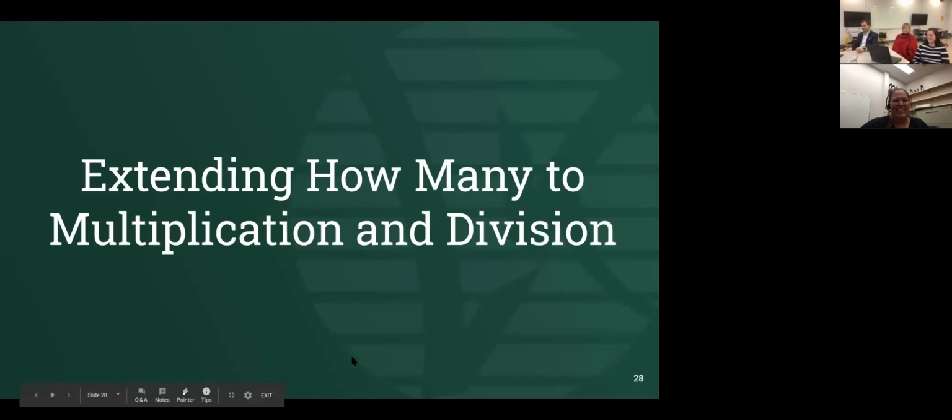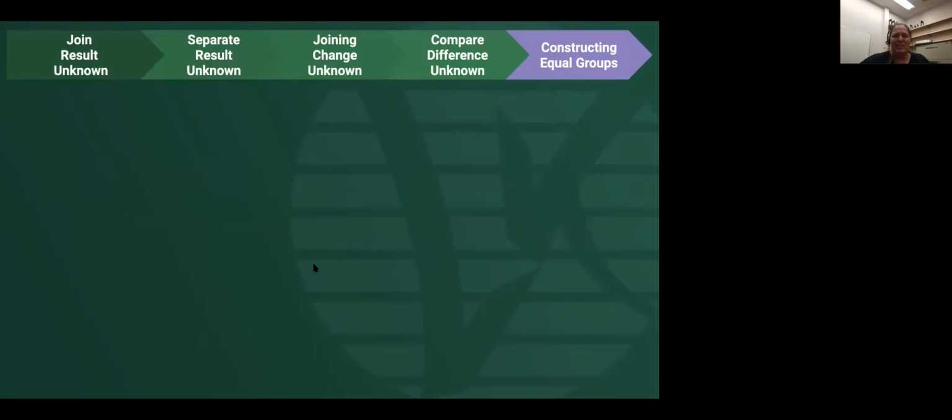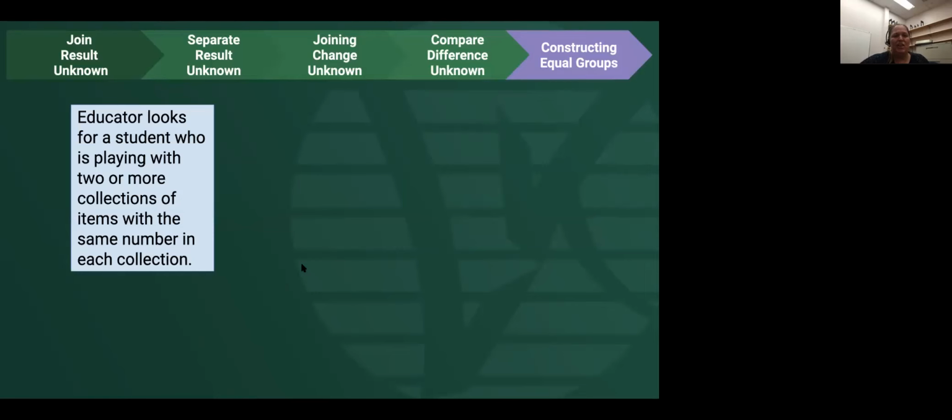All right, so we've just got a few more minutes left, but we wanted to look at extending how many to multiplication and division. I usually get a little bit of surprise from kindergarten educators when I suggest that we might start looking at multiplication. Full disclosure, multiplication is my jam, so of course we should start in kindergarten and preschool. So here we go. We're going to start with some equal groups, looking for some collections where they have an equal group situation going on.